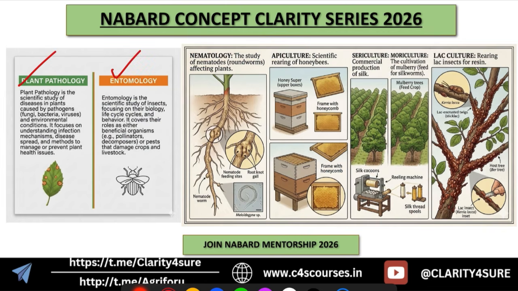Then we have plant pathology and entomology. So plant pathology is the scientific study of diseases in plants which are caused by different pathogens. It can be fungi, bacteria, viruses, and even environmental conditions. Okay, so yes, it focuses on understanding infection mechanisms, disease spread, and methods to manage and prevent health issues in the plant. And entomology is all about insects. It can be beneficial insects or harmful insects. So we are studying their biology, life cycle, and it covers their role as both beneficial organisms, like honeybees, and even the pests that are harmful for the crops.